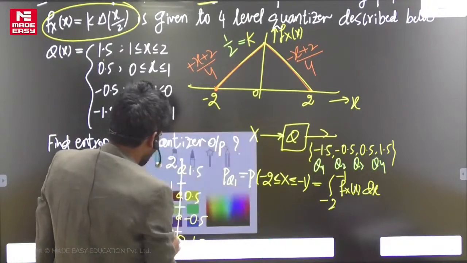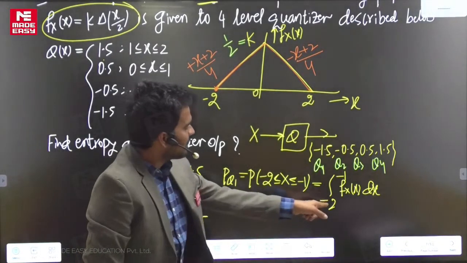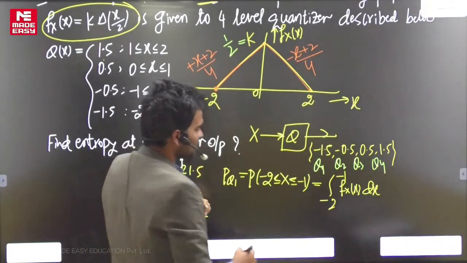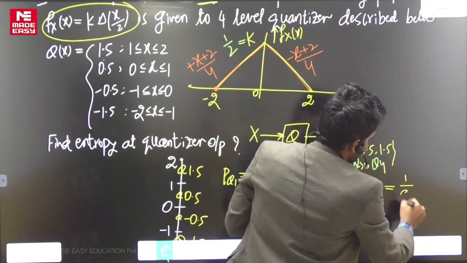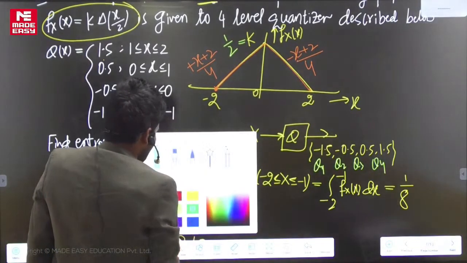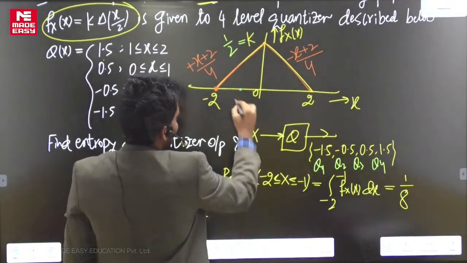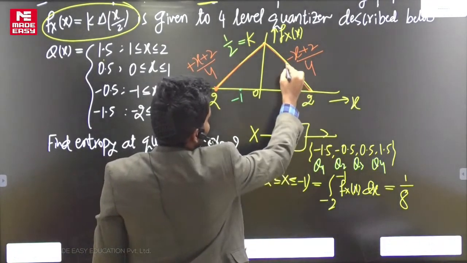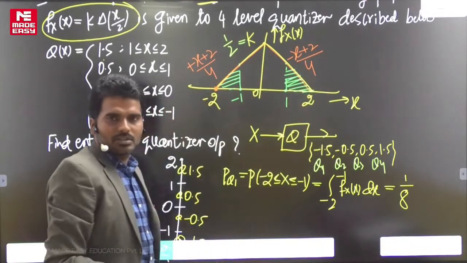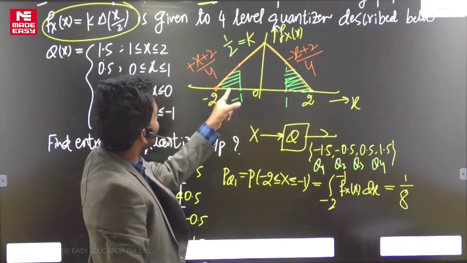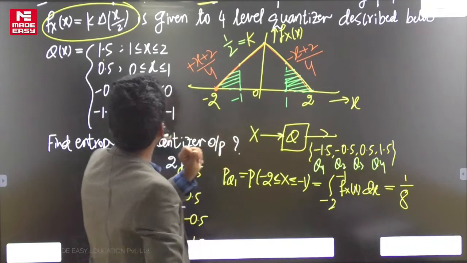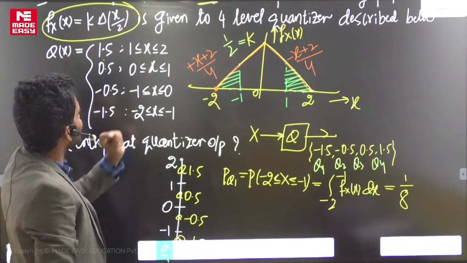Now when x is from minus 2 to minus 1, fx of x is x plus 2 by 4, and if you substitute and integrate, you come to know this is 1 by 8. Okay, so the probability of x is in between minus 2 and minus 1, and the probability of x is in between 1 and 2 are going to be the same. How to get probability from density function? Area. So this area of course will be the same as this area.